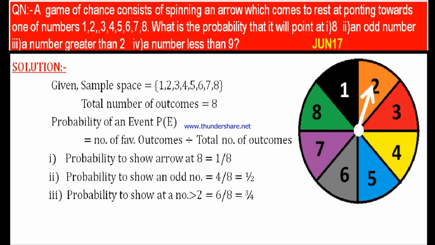You should start from 3: 3, 4, 5, 6, 7 and 8. Therefore, there are 6 favorable outcomes and the total number of outcomes is 8. 6 by 8, or by simplification you will get 3 by 4.